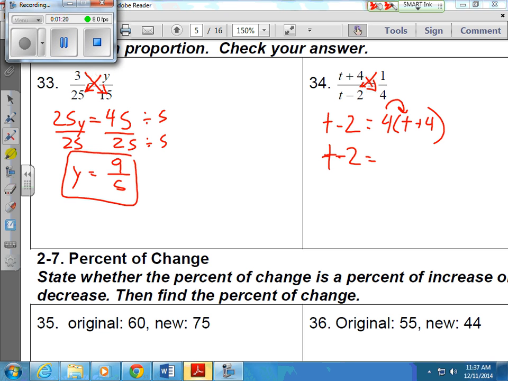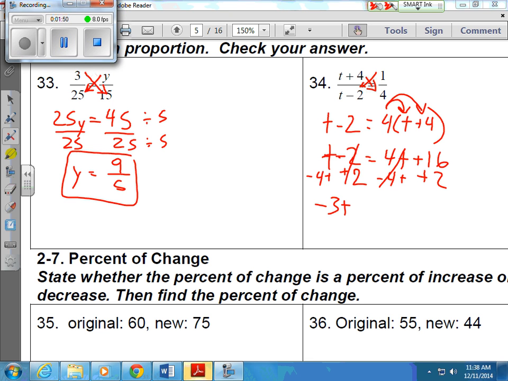equals, and what does that become, Brady? 4t plus 16. Very good. 4t plus 16. Okay. Now, I need to get all the letters on the left, numbers on the right. I'm going to subtract 4t from both sides. t minus 4t, what does that become? Negative 3t. Then add 2 to both sides.